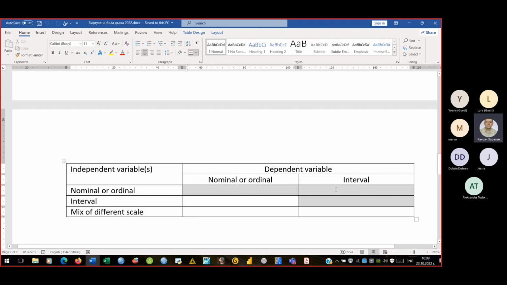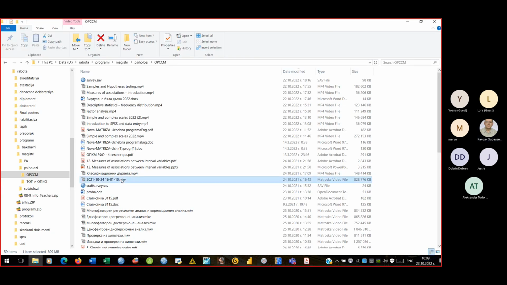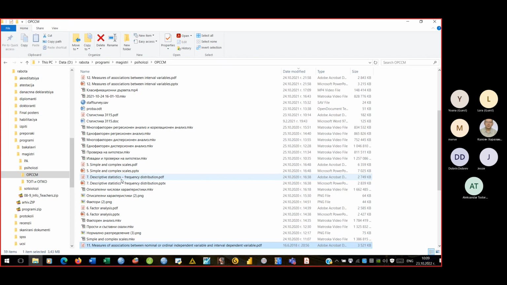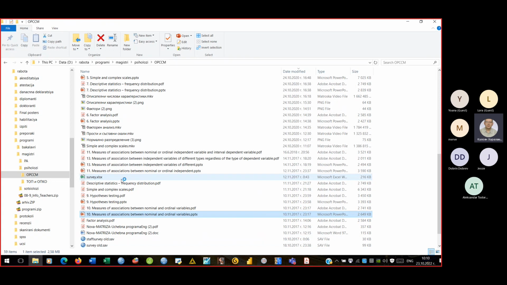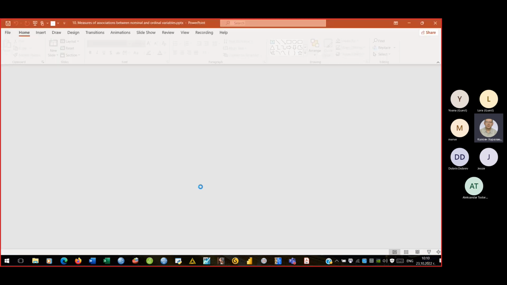All analysis today we will make twice. First, we will make analysis with one independent variable, and then we will add more than one independent variable. So I will start again with the presentation. Measures of association between nominal and ordinal variables.